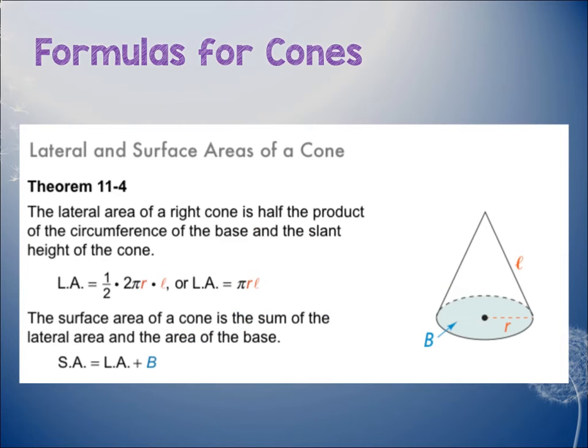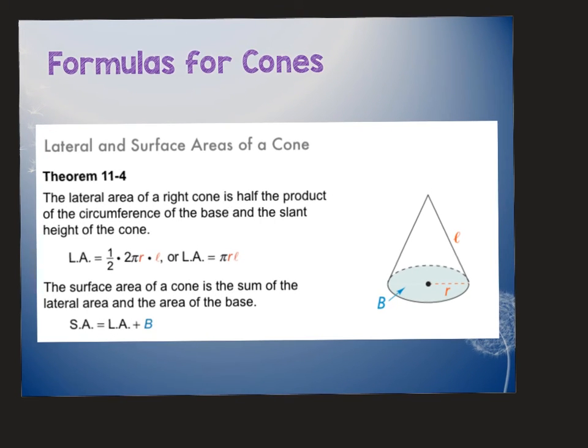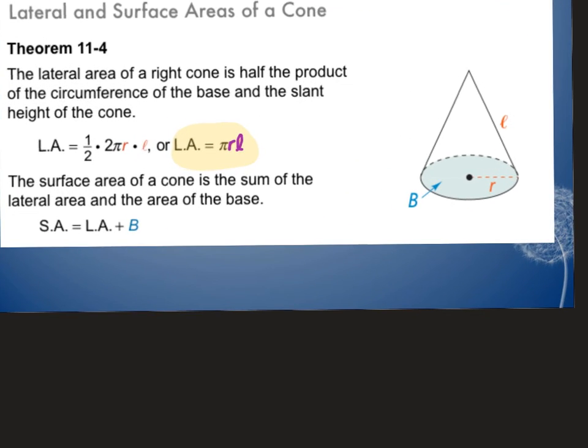Here are the formulas for the cone. The lateral area for a cone, think half the perimeter, would be half of 2 pi r, which gives you pi r times the slant height. That's an L. I know it's a little hard to see, but that's an L. So that's the lateral area, pi r L. Don't worry about this one, it gets simplified into the second one. And then the surface area is the lateral area plus the base, which in cone form would be pi r L plus pi r squared.